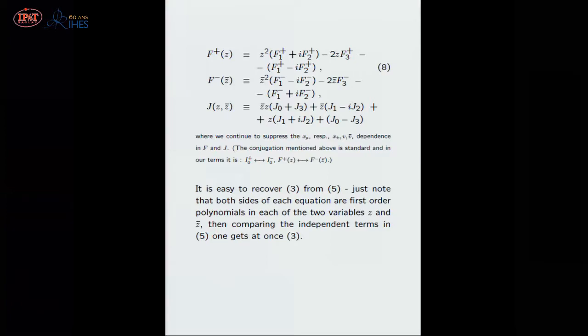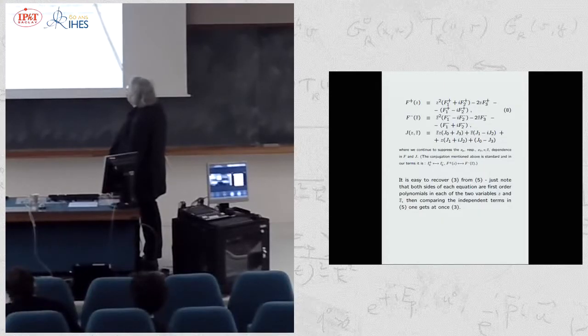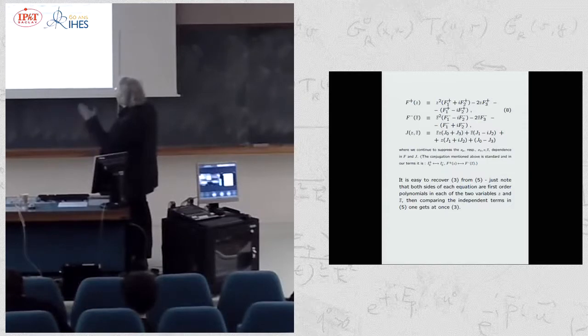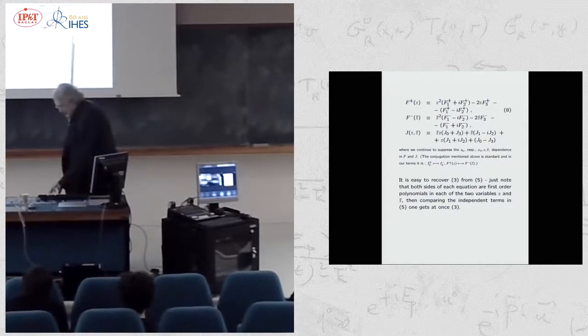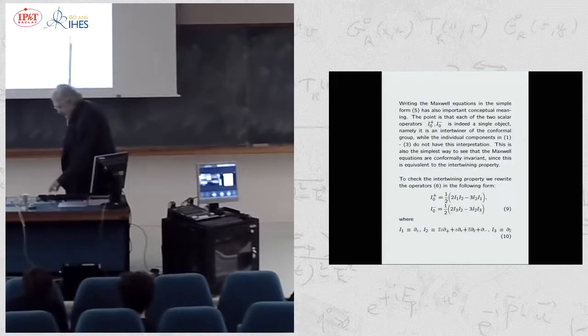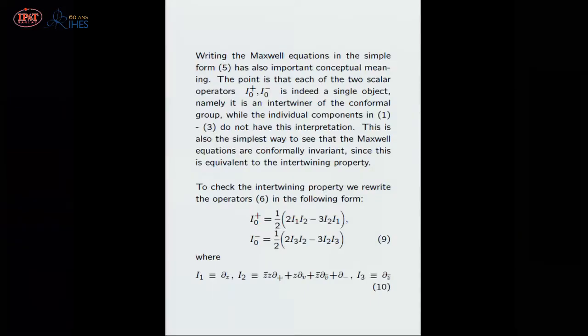Now, these F plus and minus are second order polynomials in Z and correspondingly Z bar. J is a first order polynomial in Z and Z bar. And then if you put this back into 5 and take the powers of the variables Z and Z bar, then you immediately get the Maxwell equations in the well-known formula 3. Okay, now you can ask, of course, so what of this?